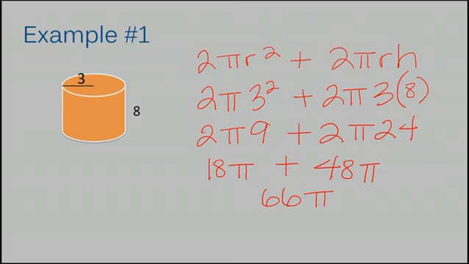66 times the symbol of pi is actually accurate. That's as close to accurate as you can get, because that is actually telling you what the amount is without actually trying to solve it. And our answer that we're going to get is basically going to be a rounded answer. 66 times pi is not a rounded answer.